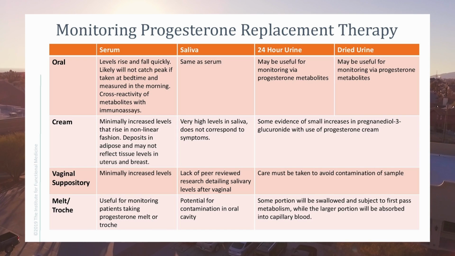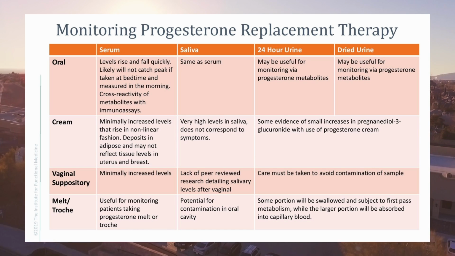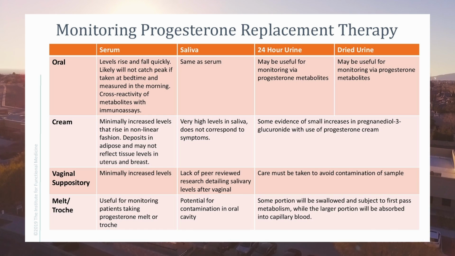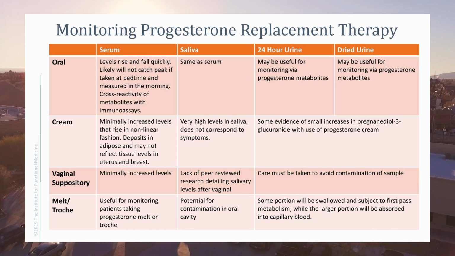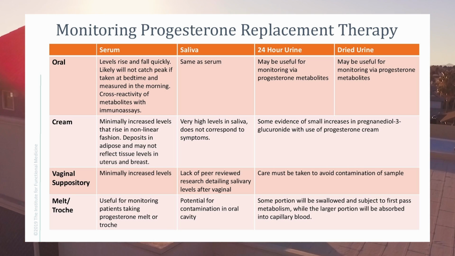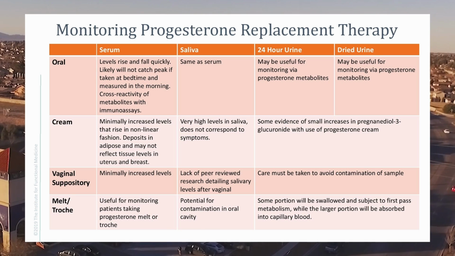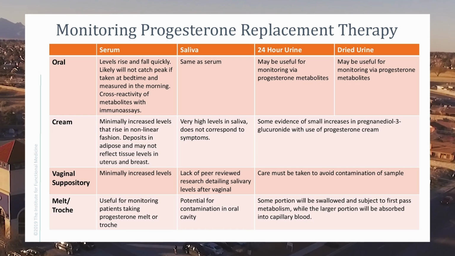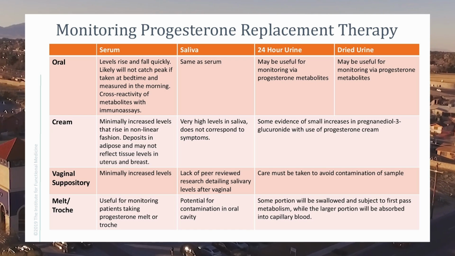Now, progesterone. If you're using oral progesterone, the levels rise and fall really quickly. You're probably not going to be able to catch a serum level that makes any sense if you're taking your progesterone in the evening and then measuring in the morning.